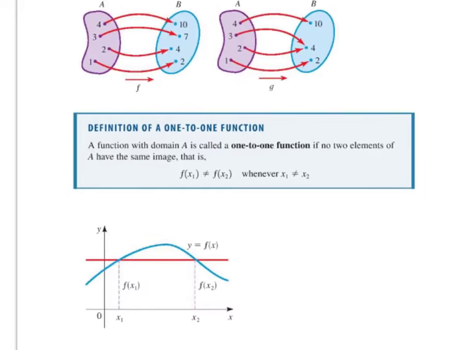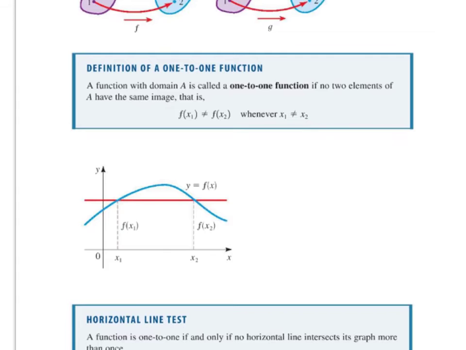What it means graphically is that if there are two different x values that have the same function value, as in this picture, there's f of x1, that's the height, and there's f of x2, the heights are the same, which means that a horizontal line crosses the graph in more than one place. And there are lots of places on this graph where a horizontal line will cross in more than one place.